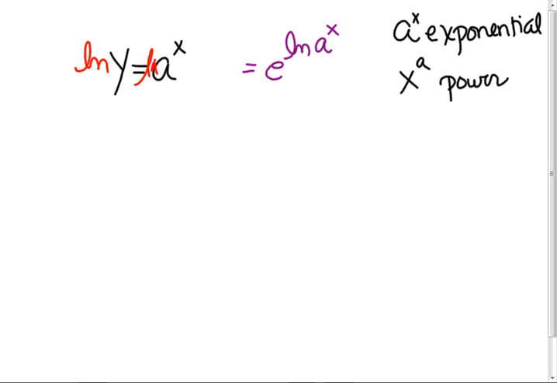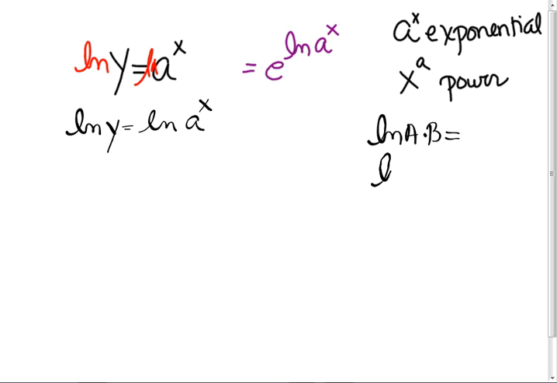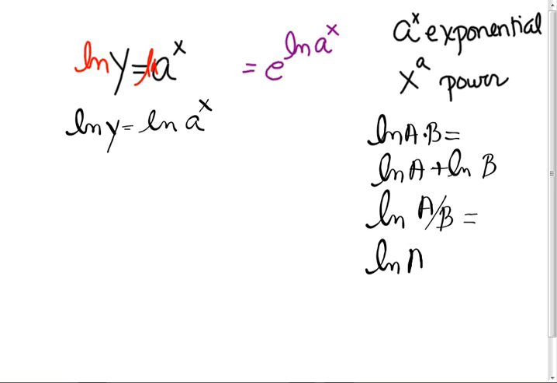And so I'm just going to clean that up a little bit. I only use this as a last resort. So it's the natural log of a to the x. Then we have some properties of logs. We have the natural log of a times b. What's that equal to? It's log of a plus log of b. What's the log of a divided by b? Log of a minus the log of b.